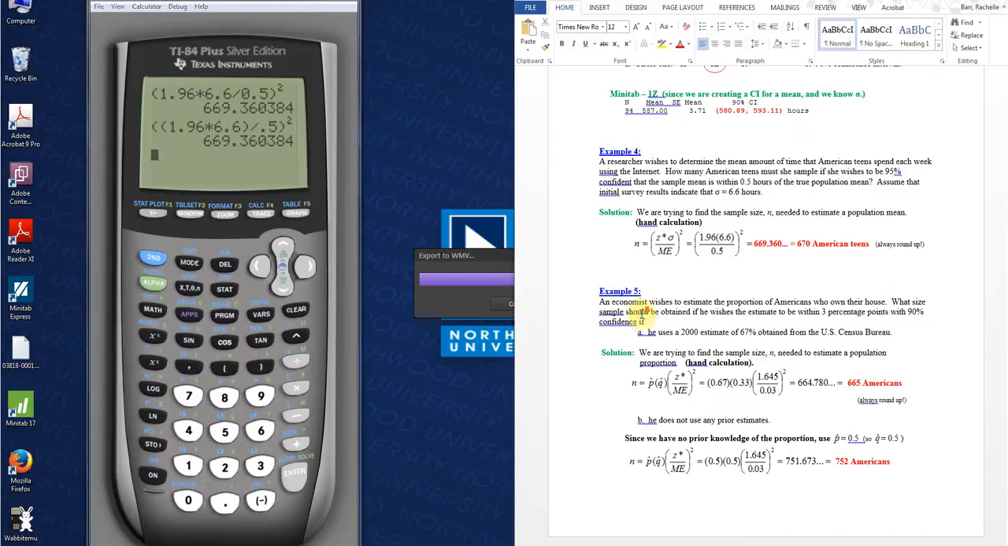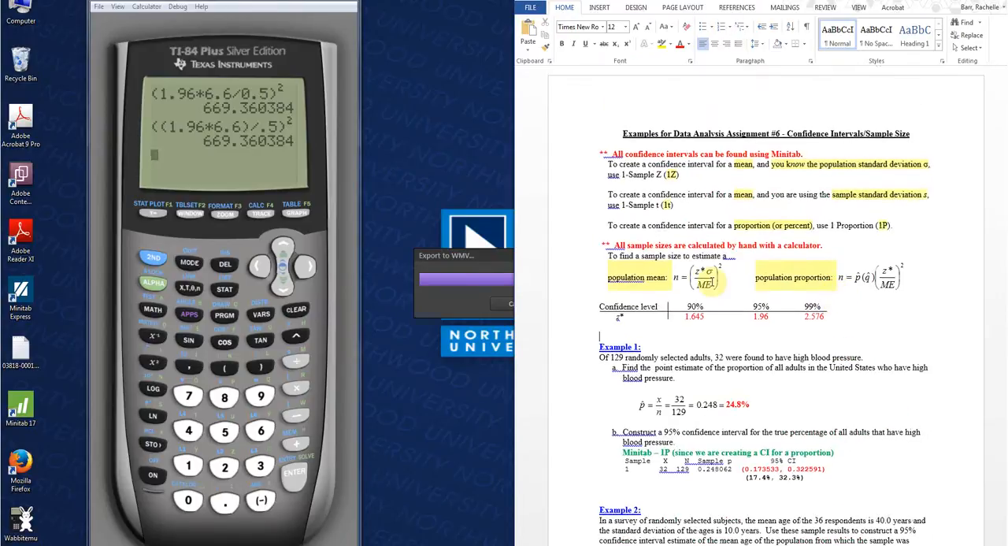Okay. So, number 5. An economist wishes to estimate the proportion of Americans who own their house. What size sample should be obtained if he wishes to be within 3% points and within a 90% confidence level, if he uses a 2000 estimate of 67% obtained from the U.S. Census Bureau? So that's his p-value if he uses this estimate. That's where that p is coming from. And then we have the z-star coming from up above. In case you didn't notice, I gave you these table values up here.